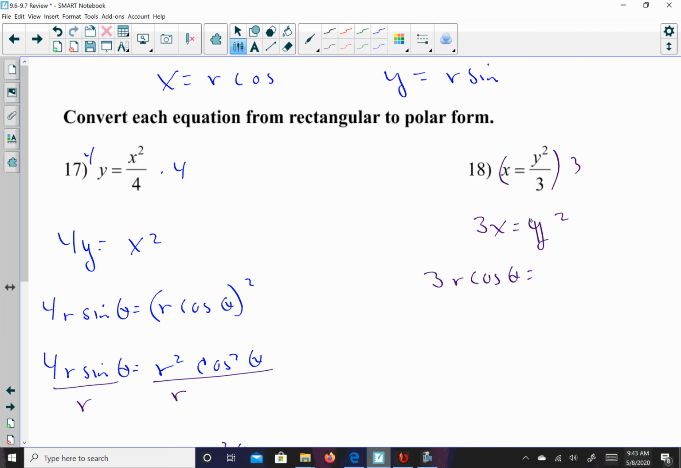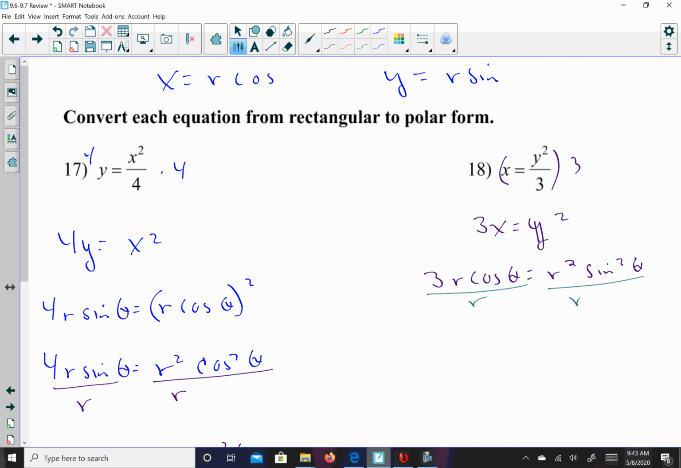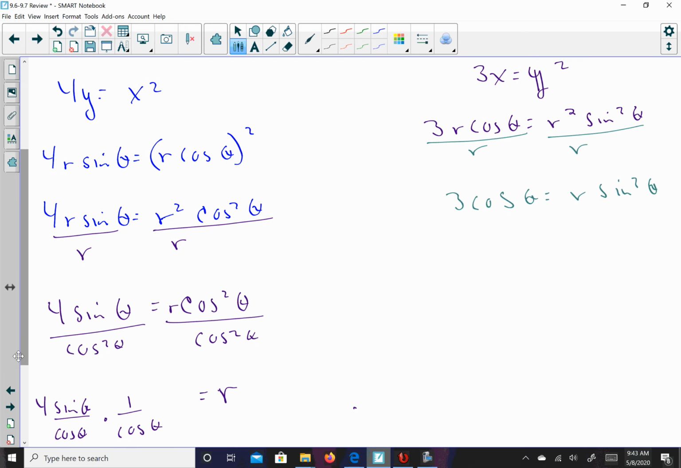replacing the y with r sine, so I'm going to write this as r squared sine squared theta, because they're both squared. I'm going to divide both sides by r. So when I do that, I have 3 cosine theta is equal to r sine squared theta. I want r on one side by itself, so I'm going to divide both sides by sine squared. And when I do that, I'm just going to have the 3 out in front. I'll just keep it with the cosine, doesn't really matter. And I'll put that over 1 sine.